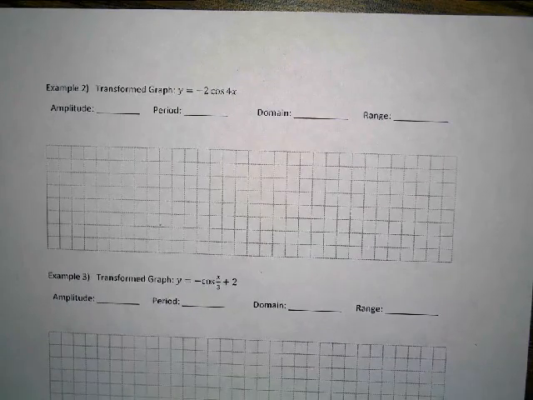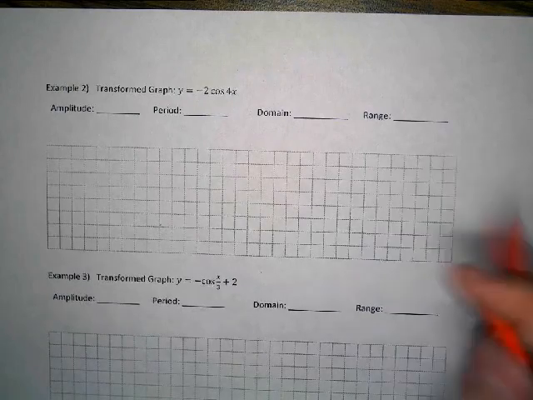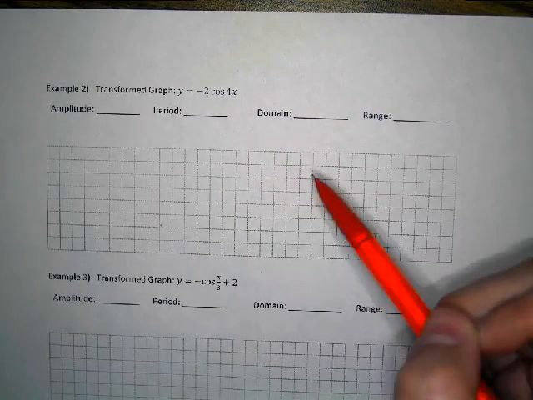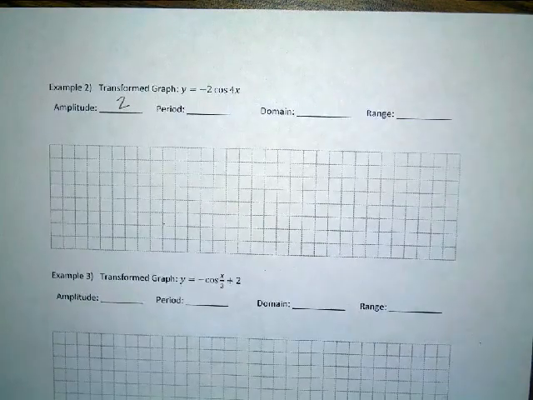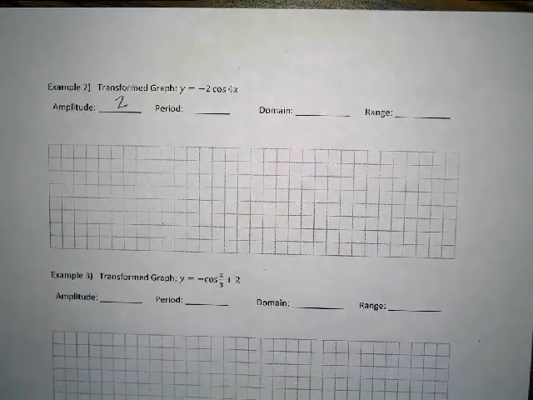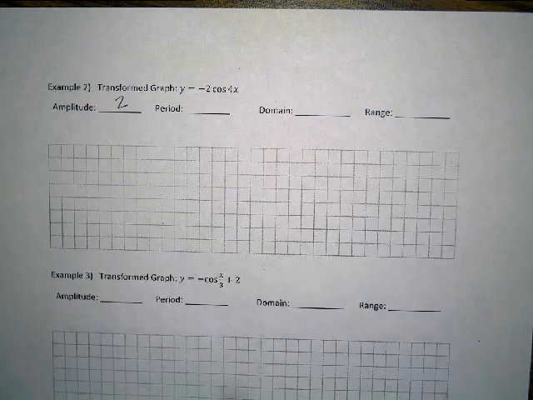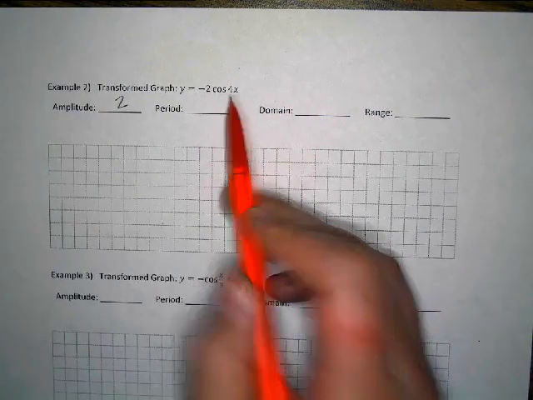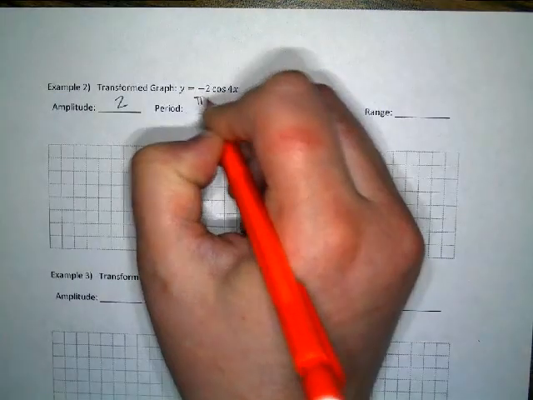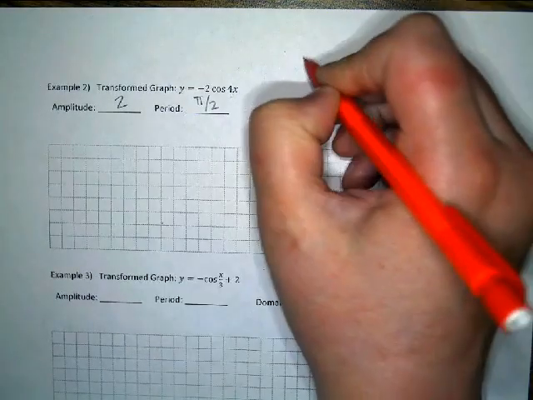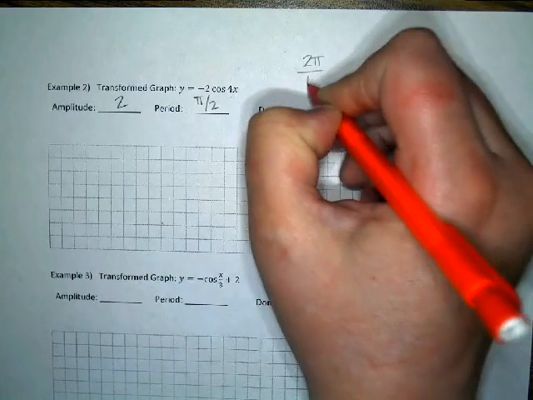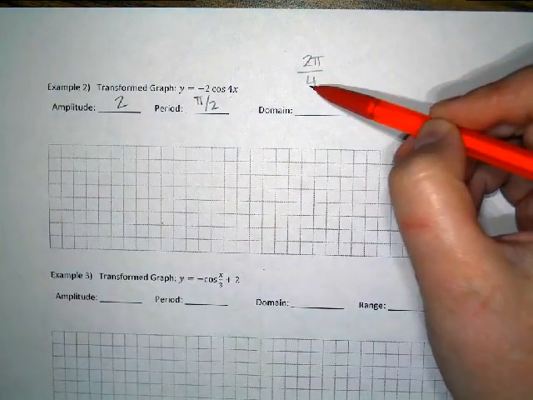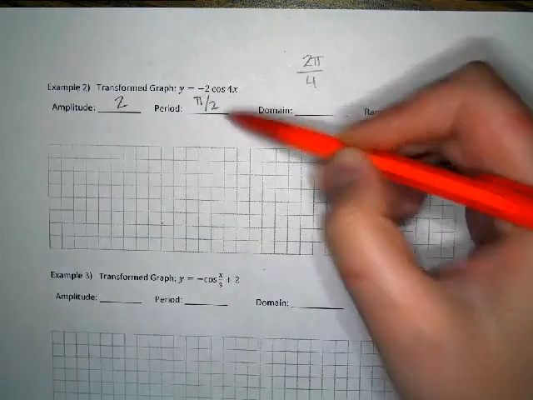All right, what is the amplitude for this one? 2. Okay. How about the period for this one? Pi over 2. So if we want to show our work with that, it would be 2 pi over the b value, which is 4, and then 2 over 4 simplifies to 1/2. So pi halves. Okay.